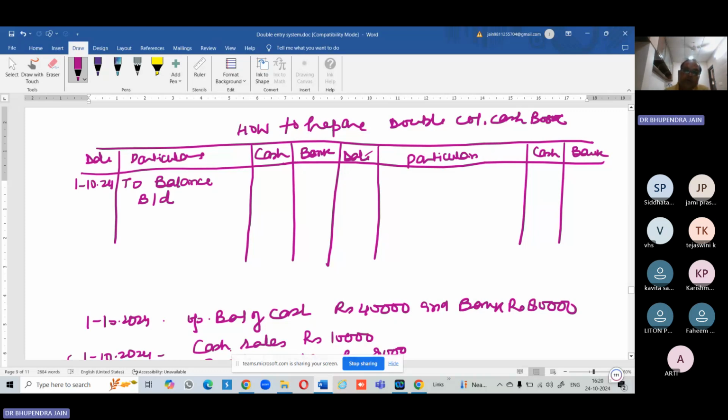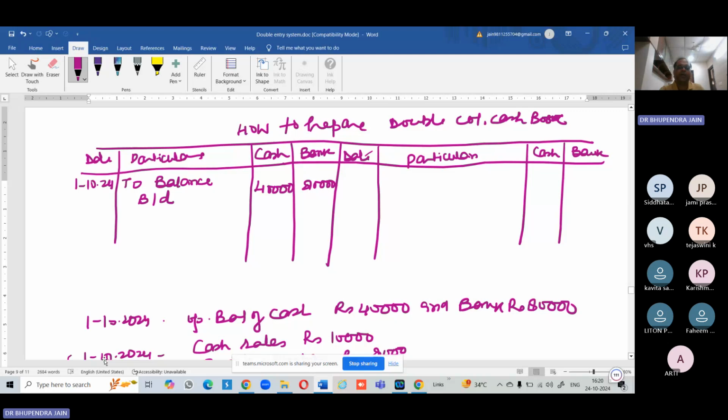So what is the opening balance of cash? 40,000, and the opening balance of bank is rupees 80,000. This means as on 1st October 2024, we have 40,000 rupees in hand as cash. And in your account, how much balance do you have? Rupees 80,000. Opening balance means you have the balance of cash 40,000 and the balance in bank rupees 80,000.